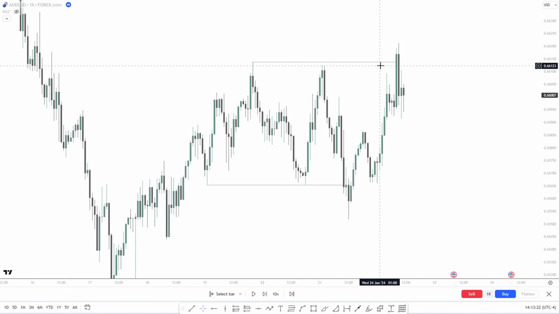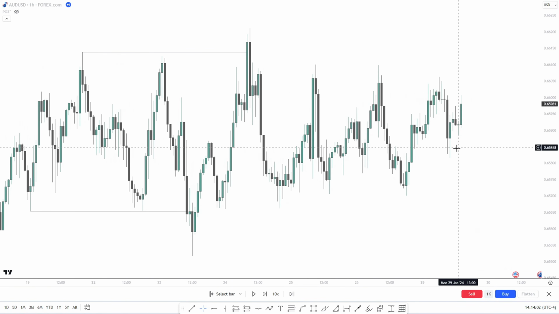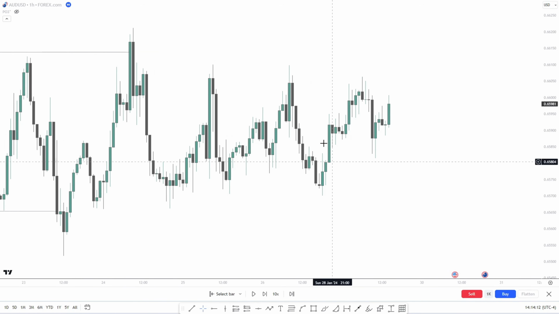Make sure to keep track of the correlated pair as well. Okay, so here's our next example, and it's right after this one actually, when price took out this high after this range formation. Now we have another example right here.